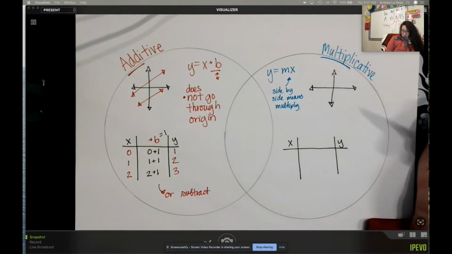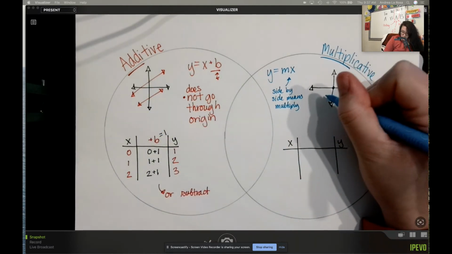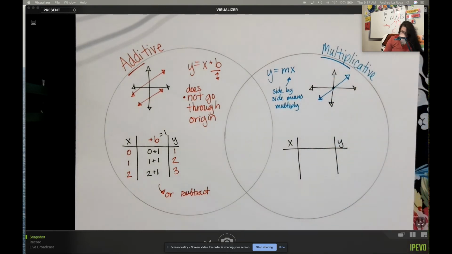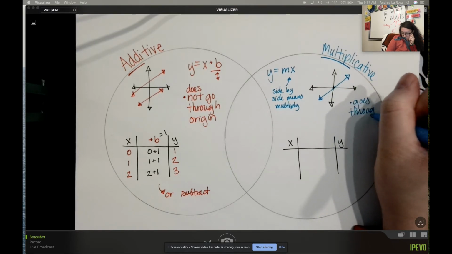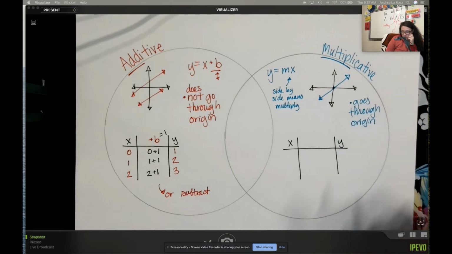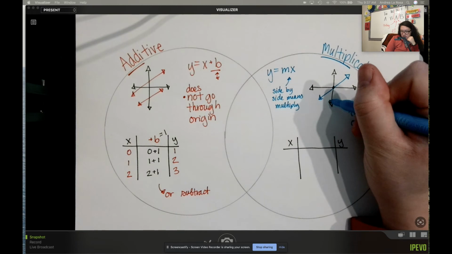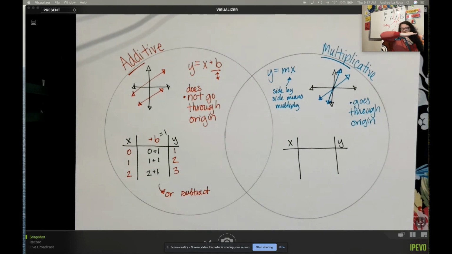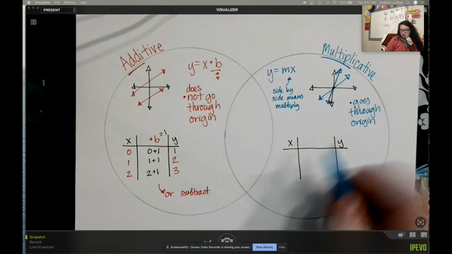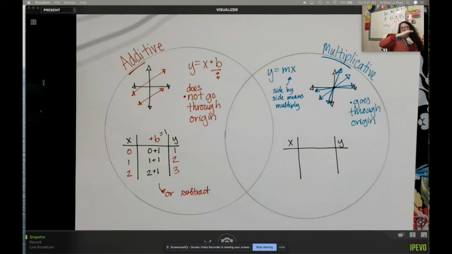So my graph, on this one, remember, multiplicative, I'm not adding or subtracting. My graph isn't going up or down. My graph is going through my origin. Sometimes it's just going to be right down the middle of my line. Sometimes my line is going to be really, really steep. This is not steep. This is steep. Sometimes it's going to go really, really high. Sometimes my line is just going to stay kind of low. It's not going to be very steep.